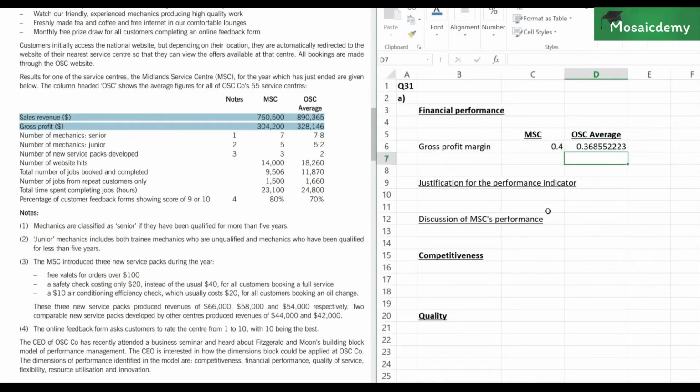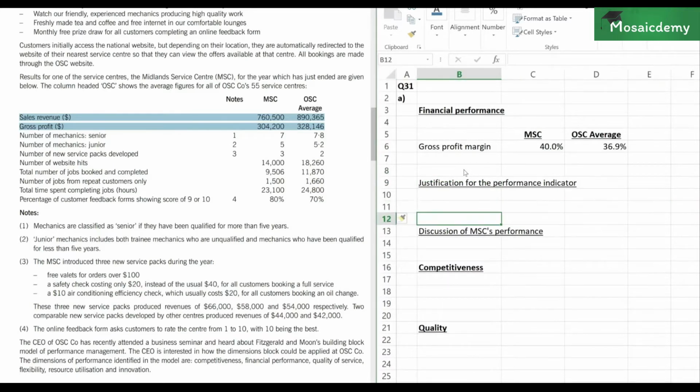Please always double check your numbers given here so that you know there's no typos, because you don't want to lose marks here. So 304,200 over 760,500 and 328,146 over 890,365. Okay, that's fine. It's a margin, so this is a percentage measure, so we'll format it accordingly. Okay, we need to give a justification of why we're using the gross profit margin next.